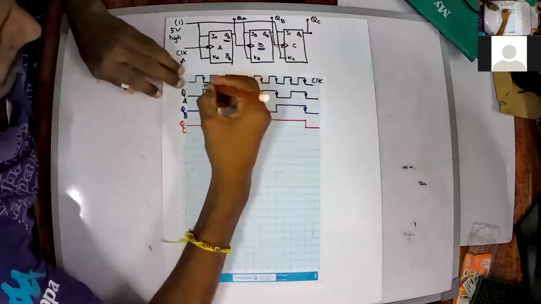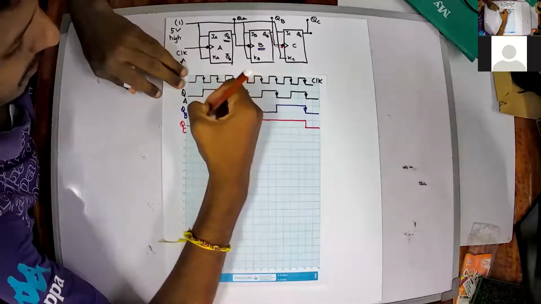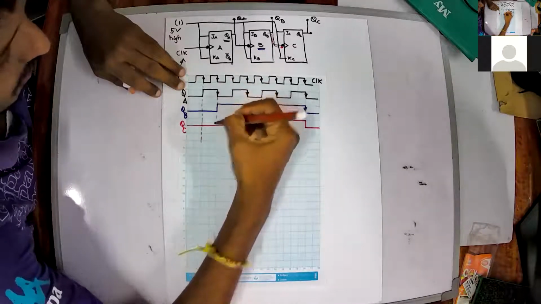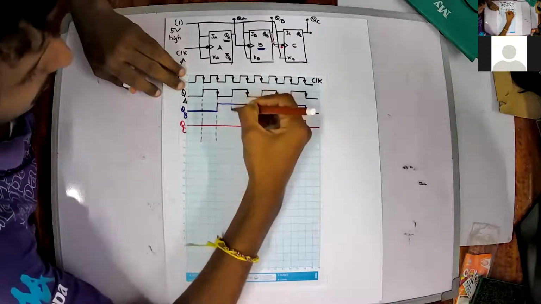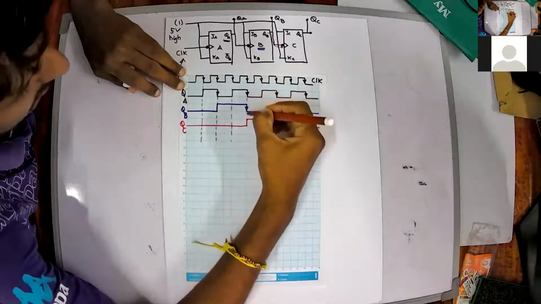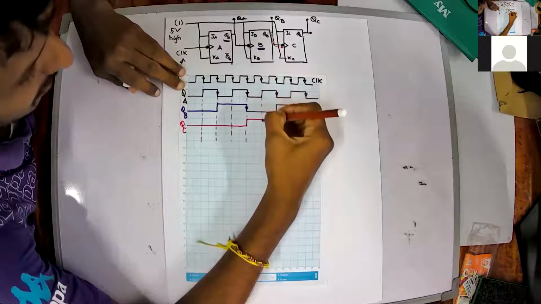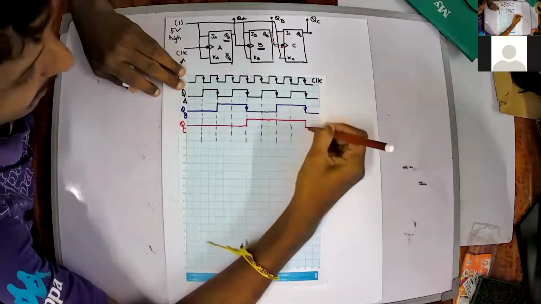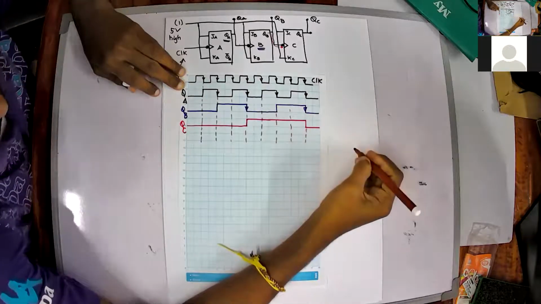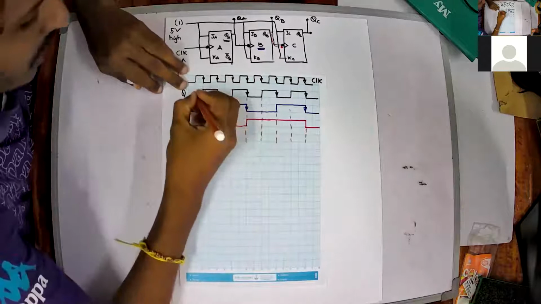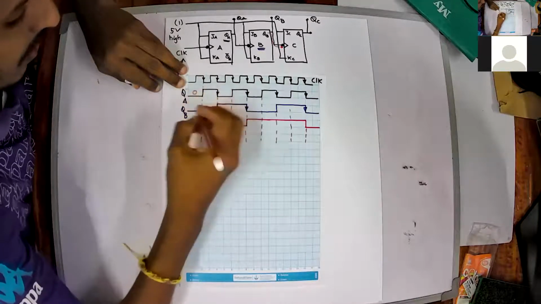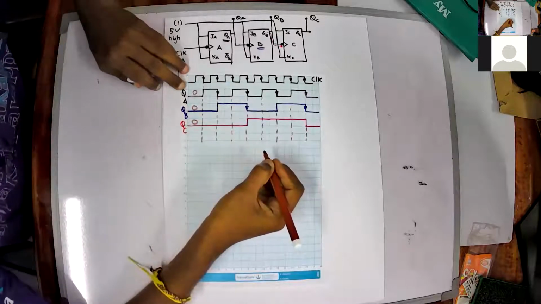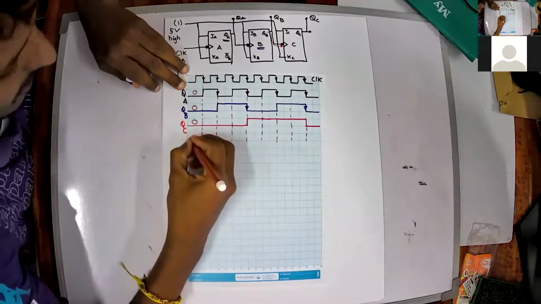Now, this is the end of the first clock pulse. This is the end of the second clock pulse. This one is the end of the third clock pulse. Fourth clock pulse, fifth pulse, sixth, seventh, and eighth. Clear? Now let's see, QA is 0, QB is 0, QC is also 0.